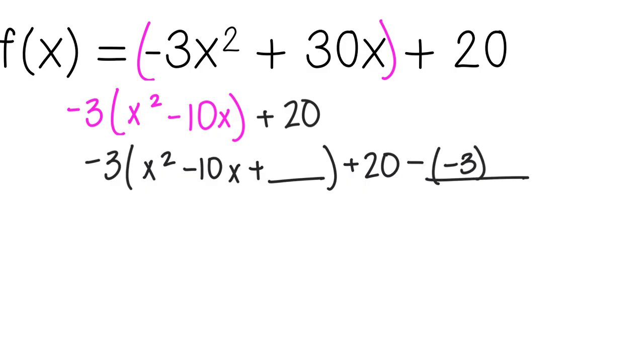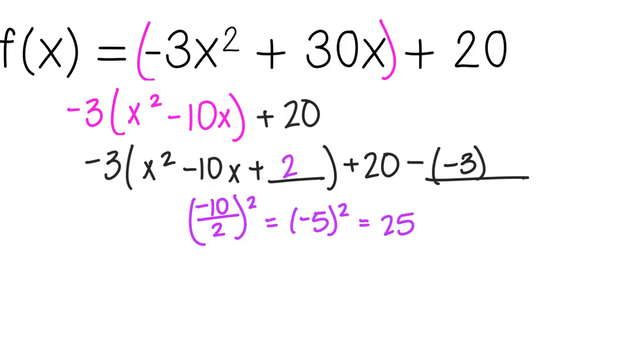So now I'm going to solve for what my blank is. Taking my b, which in this case is -10, over 2 squared. I'm going to get -5 squared, which is 25. So that's what's going to go in the blanks.